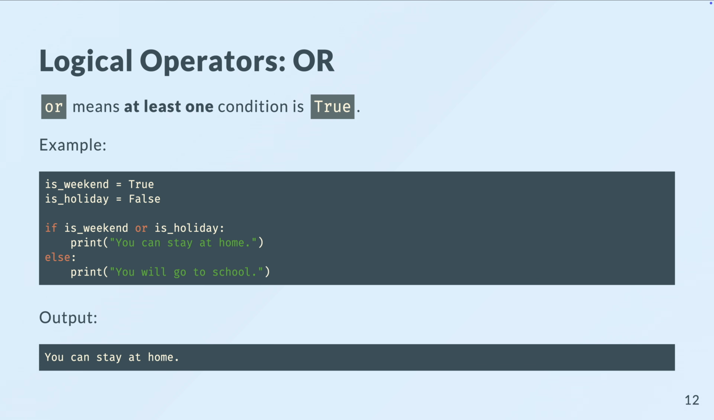Here is the output. It prints, you can stay at home. Why? True or False becomes True. So the if condition is True, and Python does not use else.